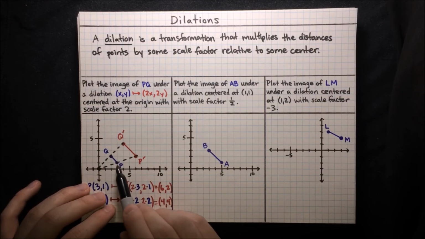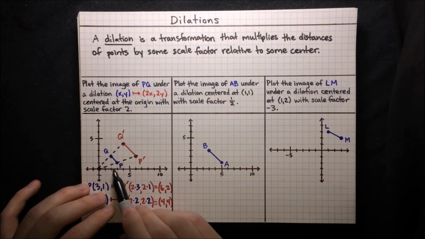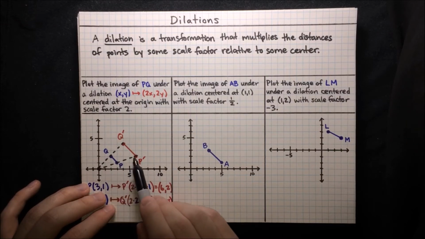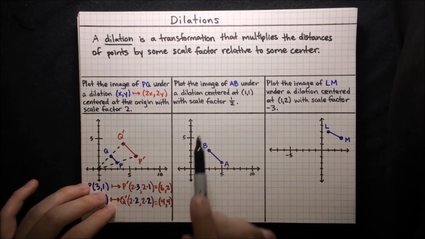And now for P, we see that was originally 3 over 1 up, and the distance of the image P prime does that whole process twice. 3 over 1 up, 3 over 1 up. So it is in fact twice as far from the origin as the original point. Alright, so let's go on to the next problem here.